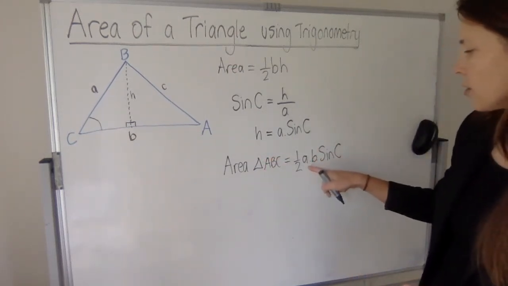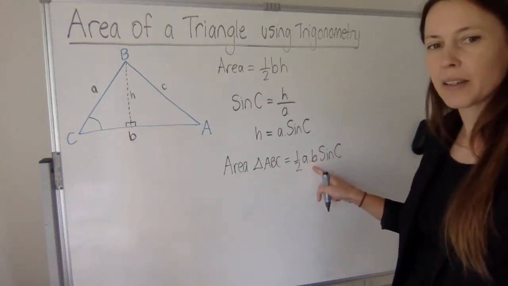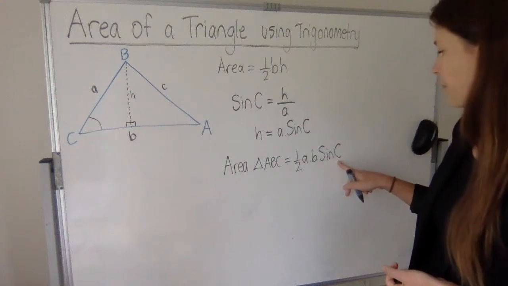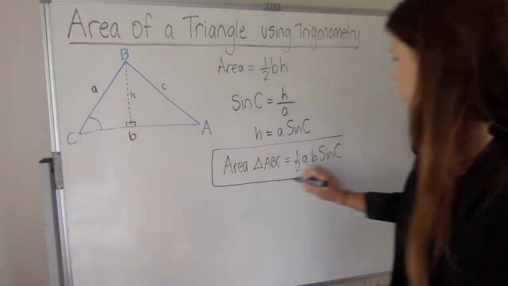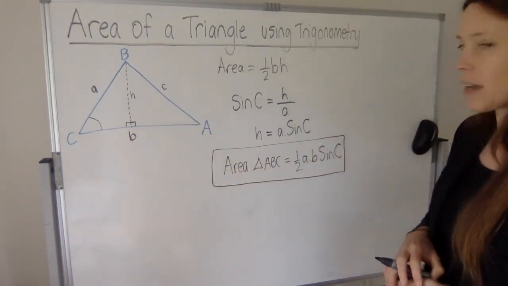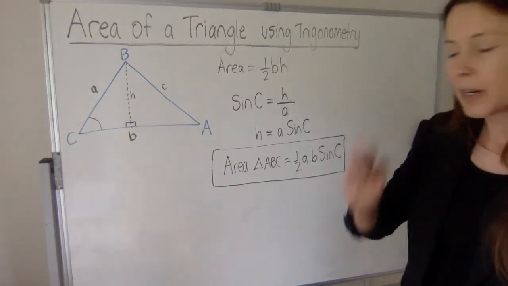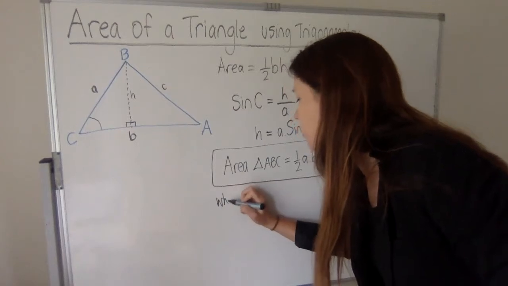The only thing to take note of is that the a and the b are lowercase, so they're sides. And the C is uppercase, so it's an angle. So this is our new formula that we can use today to find the area of any triangle, half ab sine C. But we need to write down what those two things are.